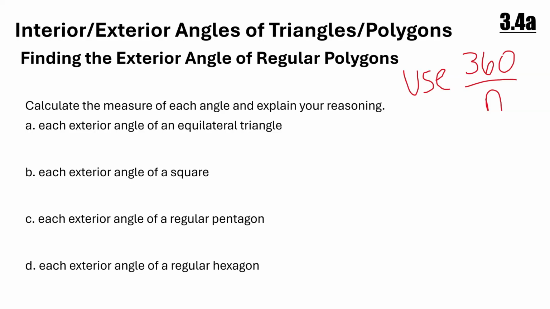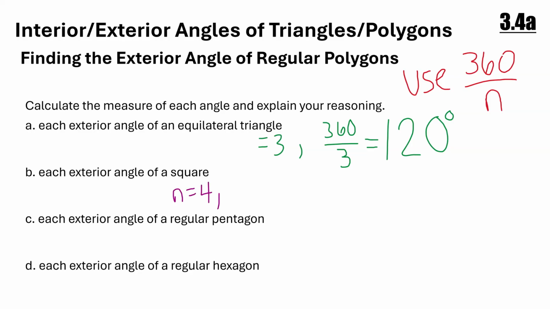For part A, an equilateral triangle will have three sides. So this will be 360 divided by 3, which equals 120 degrees. For part B, a square will have four sides. So this will be 360 divided by 4, which equals 90 degrees.